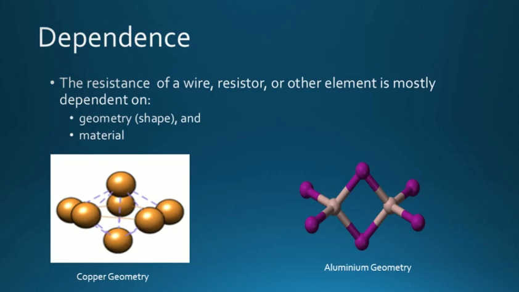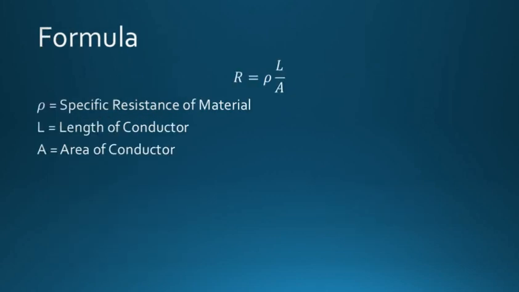Resistance depends on the geometry of the material and the material itself. Different materials possess different geometry and hence different resistance. Here I have shown examples of copper and aluminium. It is clear from the images that their geometry is different. Due to this change in molecular arrangement of materials, electrons experience different geometry in every case. As a result of this difference, resistance is changed.